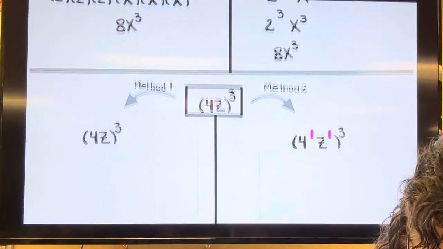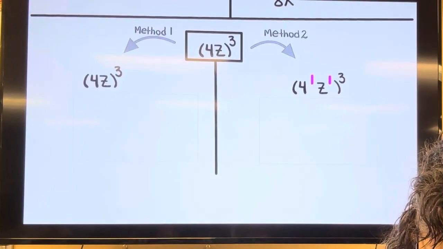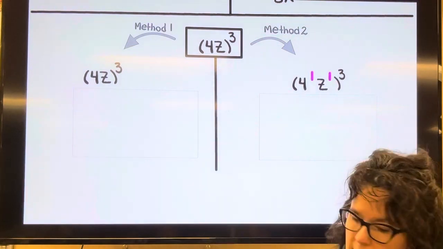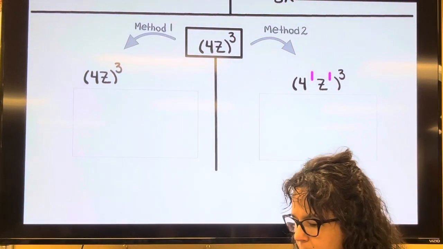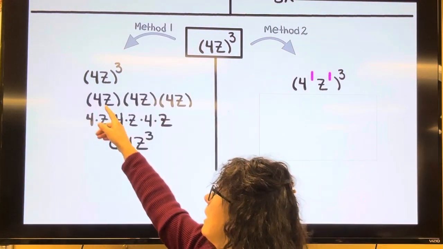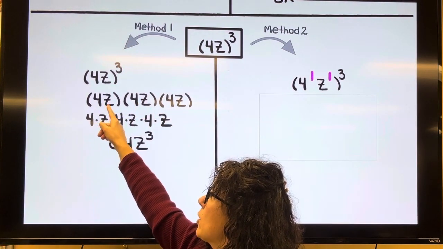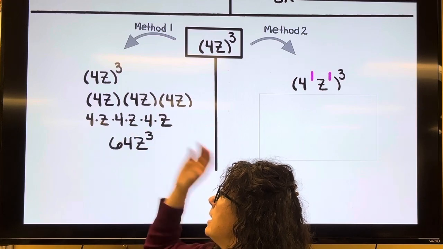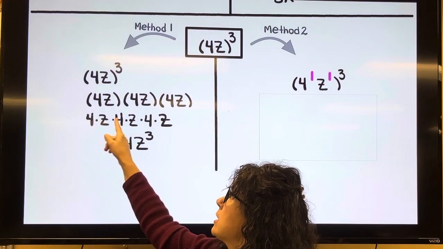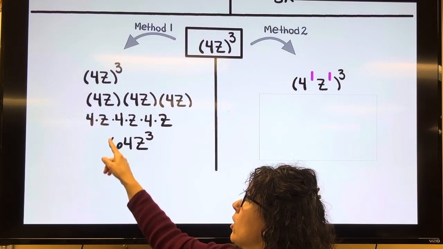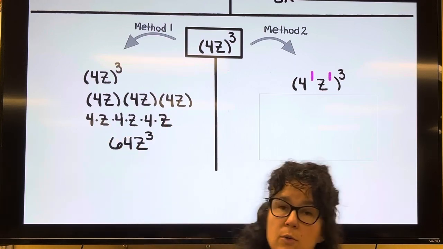Okay, so here's just one extra example to make sure you have it down. So if we use the expand method, I have 4z times 4z times 4z. Each one of those 4z's means 4 multiplied by z. And so then 4 times 4 times 4 is 64, and z times z times z is z cubed.